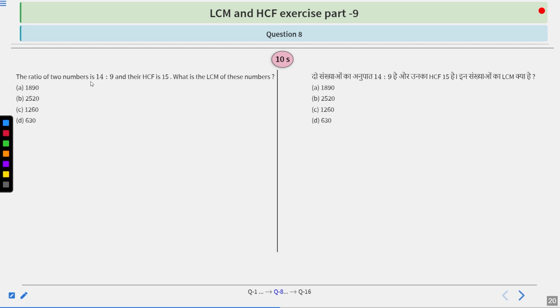The ratio of two numbers is 14:9 and their HCF is 15. What is the LCM of these numbers? And options are 1890, 2520, 1260, and option D is 630. These are the options.